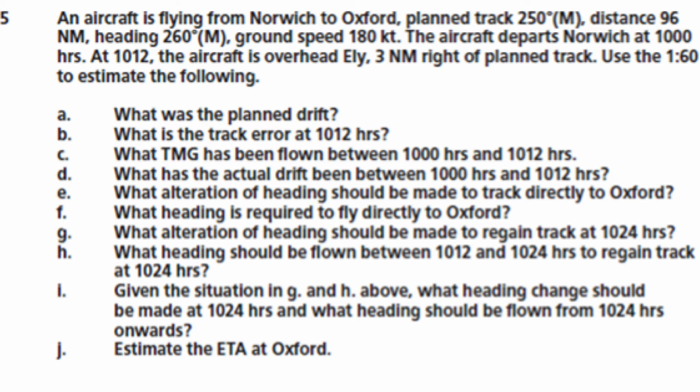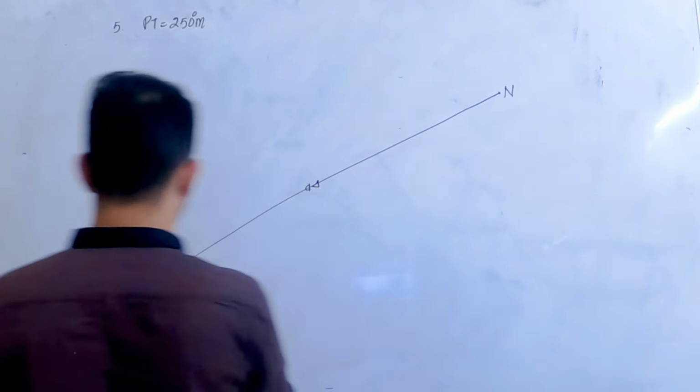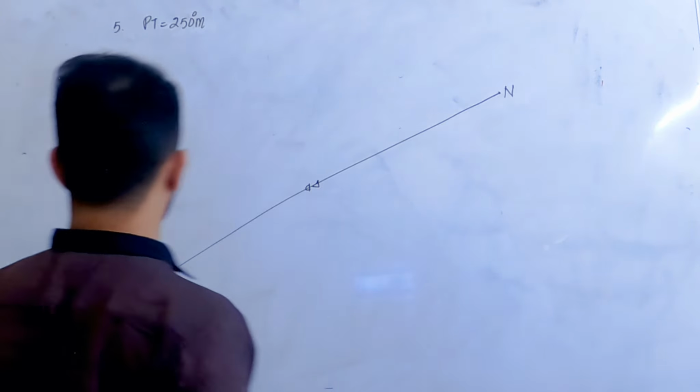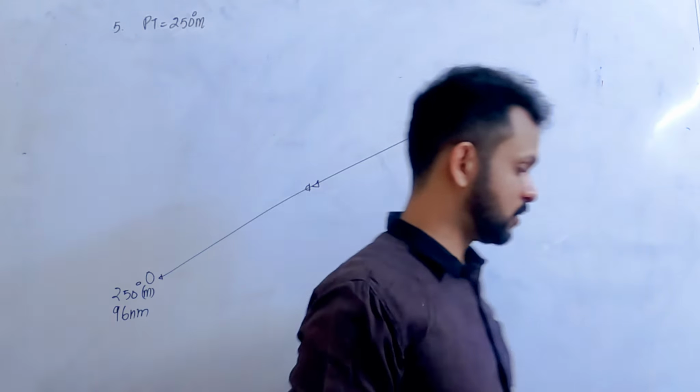Degrees magnetic. Planned track distance is 96 nautical miles. So this is a planned track of 250 degrees magnetic here. Magnetic. That distance is 96 nautical miles. Yes. Heading is okay. So heading is 260. That's Norwich to Oxford. That's right. So Norwich to Oxford, 250 degrees is the planned track and 96 nautical miles is the distance.